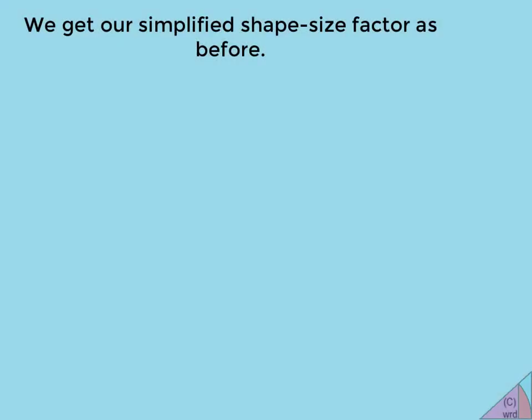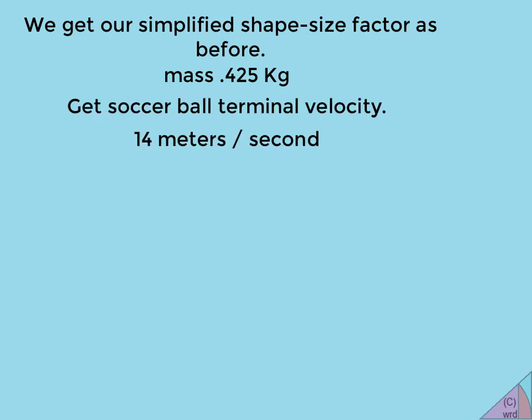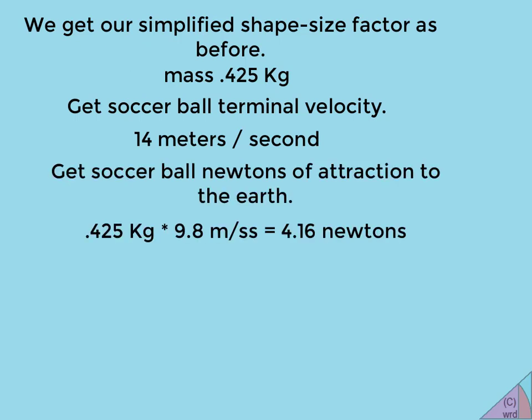For a soccer ball shape and size air resistance factor, we will follow the same procedure we used with Skydiver. Off the net we have a typical soccer ball mass of 425 grams. They also list a terminal velocity of 14 meters per second. First, we need newtons of attraction of the ball to the Earth. We have 0.425 kilograms times 9.8 meters per second. That gives us 4.16 newtons.